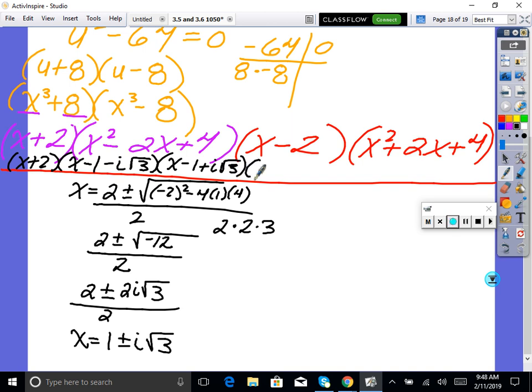So then we still have our x minus 2, and then we'd have to do quadratic formula for that one, which I'll just tell you from last hour, we got x is equal to negative 1 plus or minus i. So then we would have an x plus 1 plus i, and we would have an x plus 1 minus i.